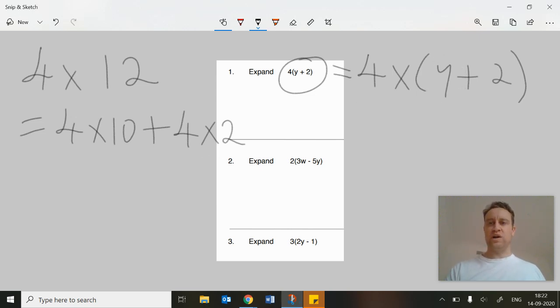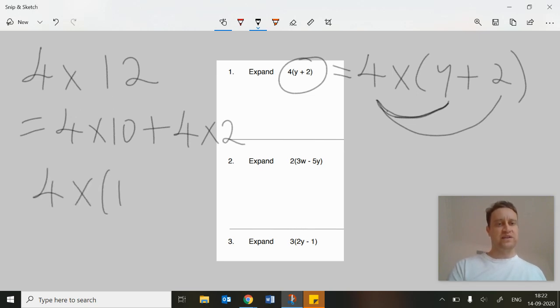So if you imagine that y was 10, then we get 12 here. Okay, so the y actually could be any number. We're not really sure what it is, but it does stand for a number. But we can use the same format here by saying 4 times by y and then 4 times by 2, just like I've done 4 times by the 10 here and the 4 times by the 2. I suppose I could write that as 4 times by 10 plus 2. Okay, so that's 4 times by 10 and 4 times by 2.